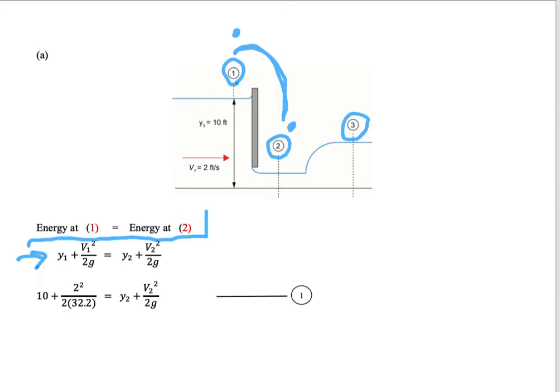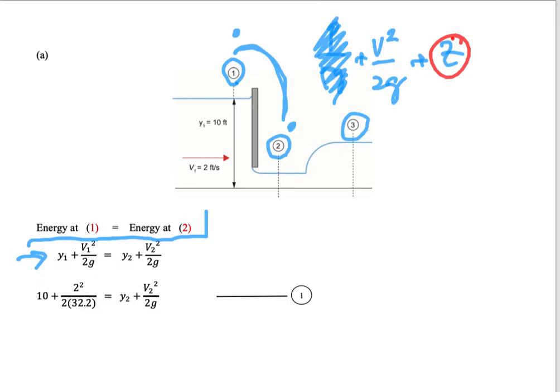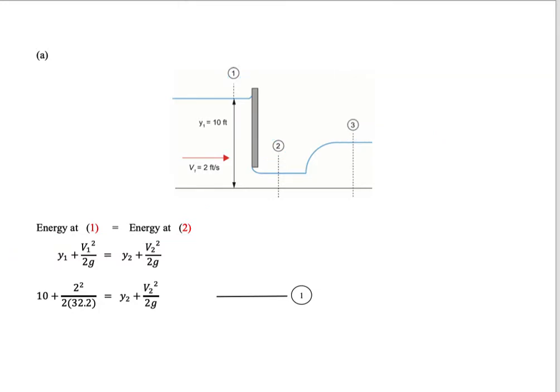The equation is totally similar to the Bernoulli equation. In Bernoulli, we have P over rho g plus V squared over 2g plus Z. Because the pressure is atmospheric pressure, we don't have any pressure term. So we have V squared over 2g and Z. But here in our syllabus, we replace the letter Z with y: y1, y2, y3, and so on. So the energy at point 1 and point 2 is equal, and then we substitute all the parameters that we have.